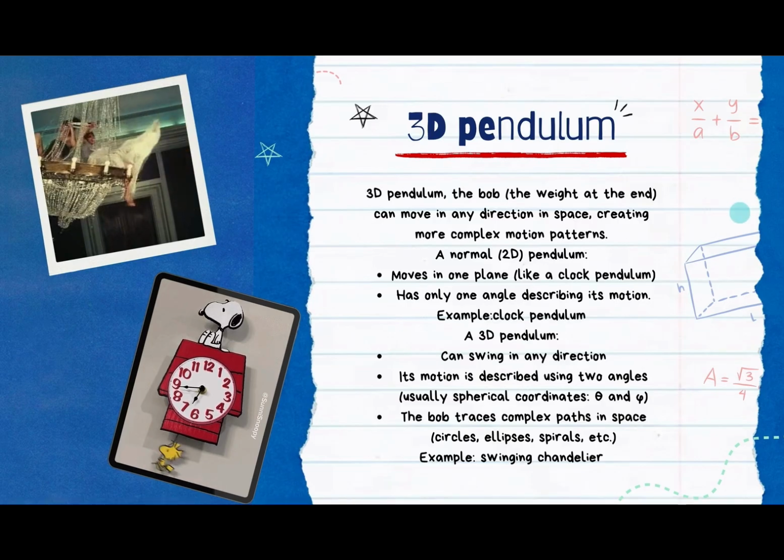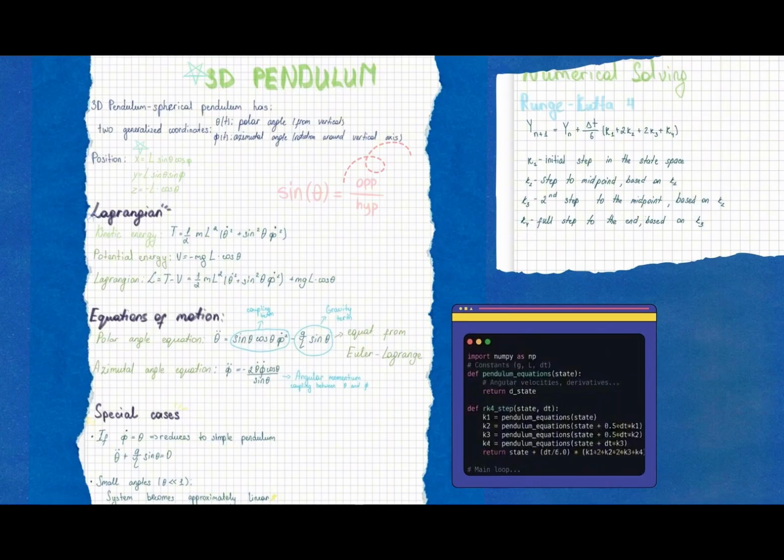Choosing the right coordinates. Now an important question is, how do we describe the position of the pendulum? At first glance, we could use Cartesian coordinates x, y, and z. But there is a problem. The pendulum is attached to a rigid rod of constant length, so its position must always satisfy a constraint. The distance from the pivot point is fixed.